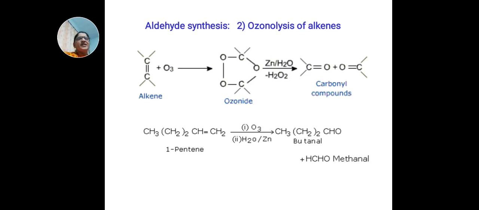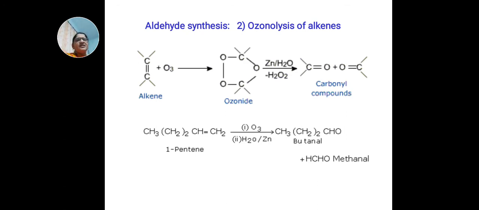The next, synthesis of aldehyde, second method, ozonolysis of alkenes. Alkenes have the general formula C double bond C. By reaction with ozone, that is O3, in first step it forms ozonide. Then in second step, by hydrolysis of this ozonide, it forms carbonyl compounds, that is a mixture of two carbonyl compounds. That means in this reaction, it may form two aldehydes, two ketones, or one aldehyde and one ketone.